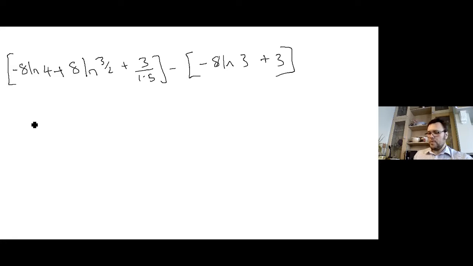Tidying it up, we would have 8 ln (3 over 2), plus 2, minus 8 ln 4, minus the minus, that's going to be plus 8 ln 3, and that's going to be minus 3.